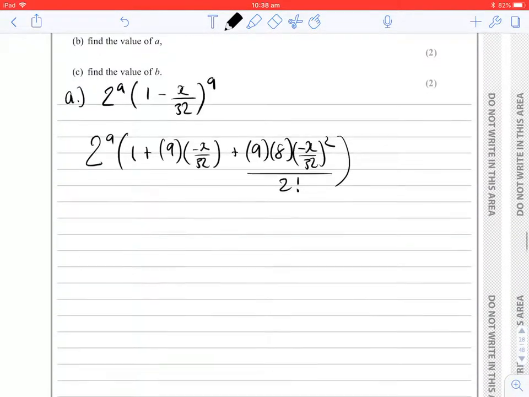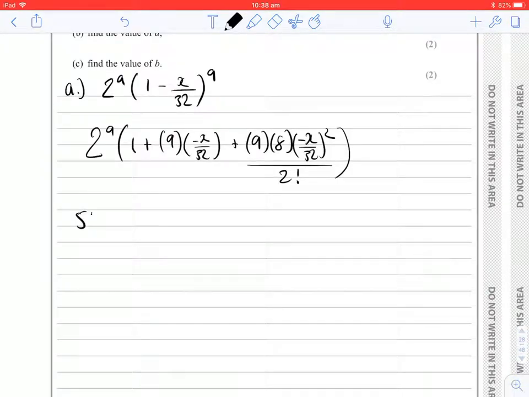Close the bracket. So 2 to the power of 9 is 512, brackets 1 add, well, it's not going to be 1 add because we've got the 9 times minus x over 32, so it's going to be take away 9x over 32. And then we're going to have add 72x squared over 32 squared times 2 factorial, which is 32 times 32 times 2 factorial, 2048.